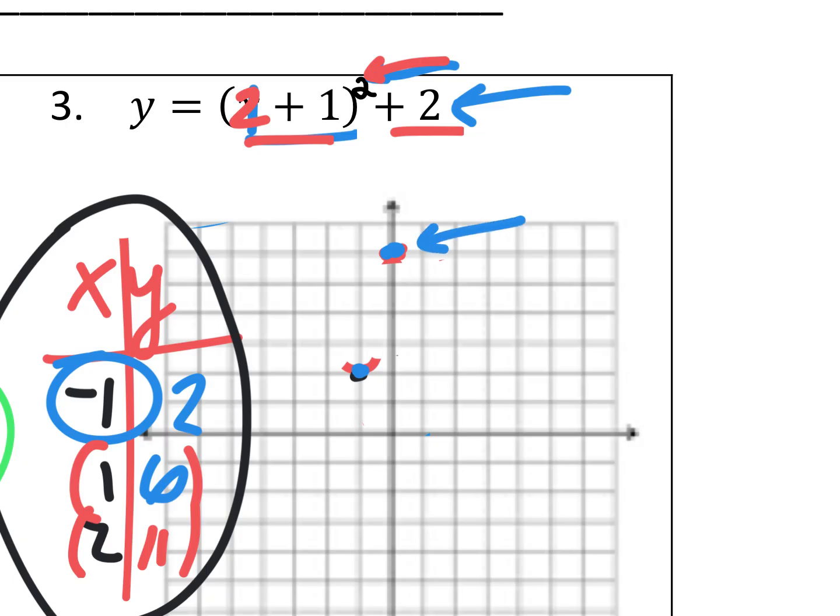That spot that I put a dot at, that wasn't 1 comma 6. That was 0 comma 6. I apologize. 1 comma 6. Over 1, up 6. 1, 2, 3, 4, 5, 6. There we go.